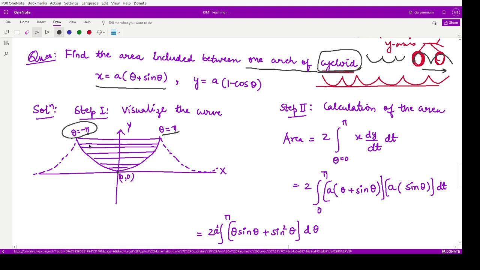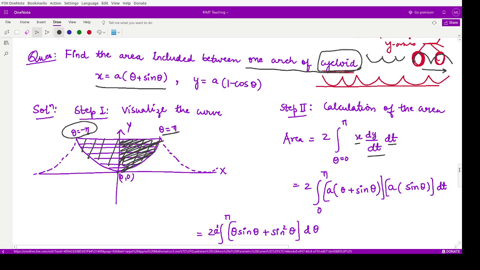So what would be the area? This is the shaded portion that we are interested to calculate. Here you can see this is symmetrical about the y-axis, so our area would simply be twice of that in the first quadrant, right? This area would be 2 times integration of x dy by dt.